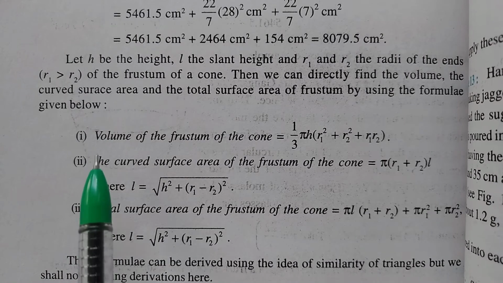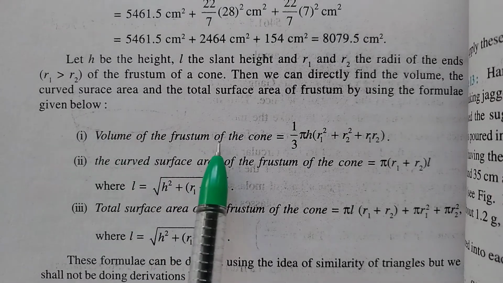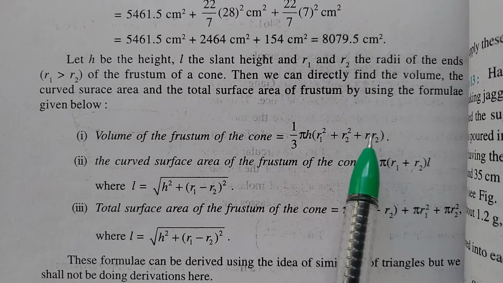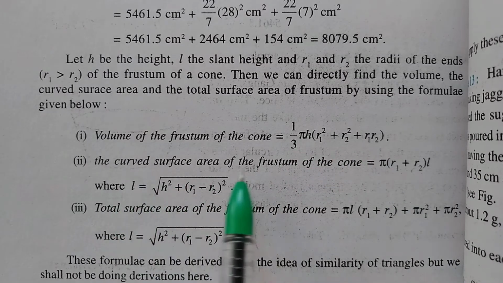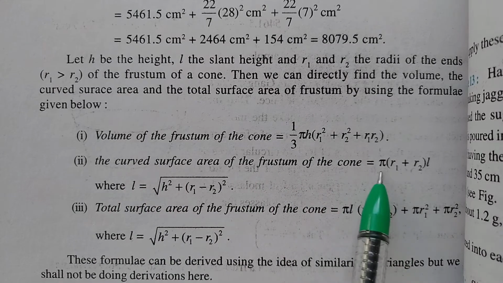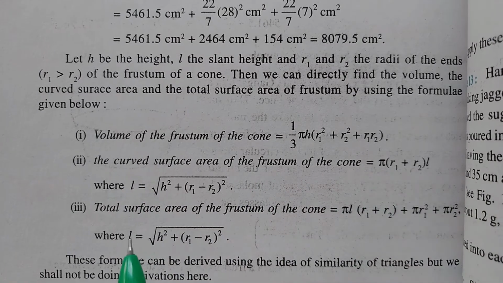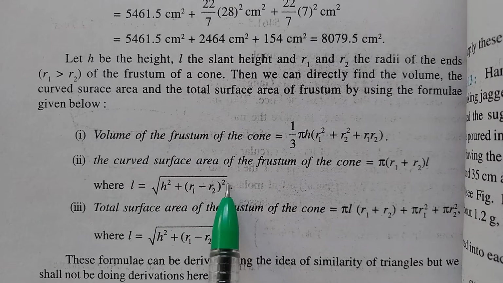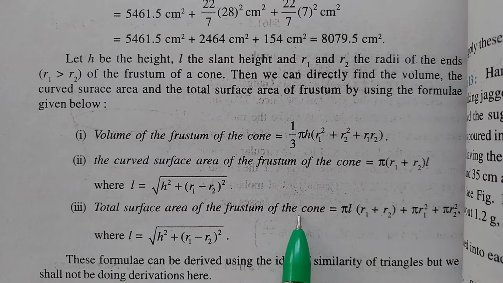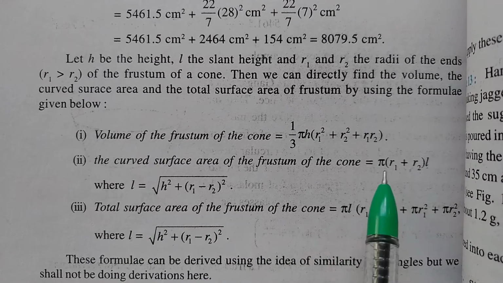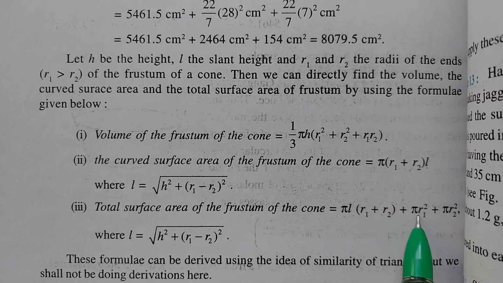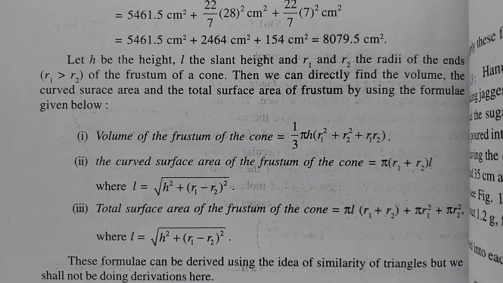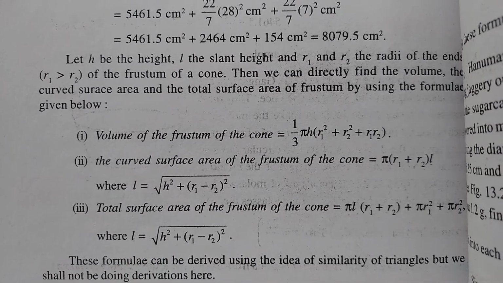Now children, we have three formulas. Volume of the frustum of the cone is 1/3 pi h (r1 square plus r2 square plus r1 r2). The curved surface area of the frustum of the cone is pi (r1 plus r2) L, where L is the square root of h square plus (r1 minus r2) square. And the total surface area of the frustum of the cone is pi L (r1 plus r2) plus the upper circle and the lower circle. Okay children, where L is the square root of h square plus (r1 minus r2) square, the same formula.